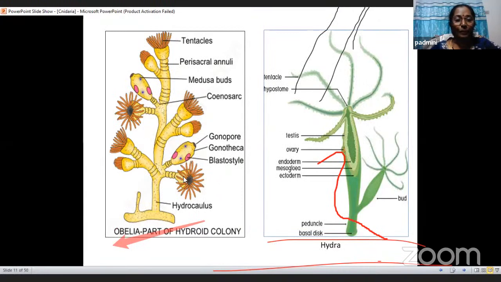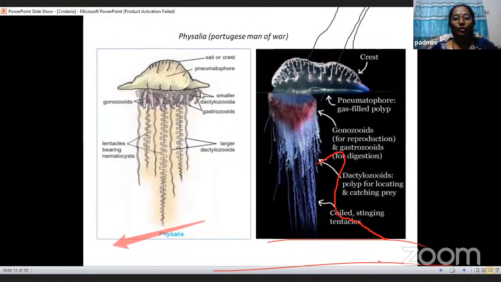So this is an Obelia, where you have the tentacles over there, then you have the polyps present over there, the perisarc annuli, then you have the medusa buds, the budding coming out, you have the gonophore, the blastostyle. So this is an Obelia over here, whereas you have a Hydra over here, different type of Hydra. And then this is what I was talking about, the Physalia or the Portuguese man of war.